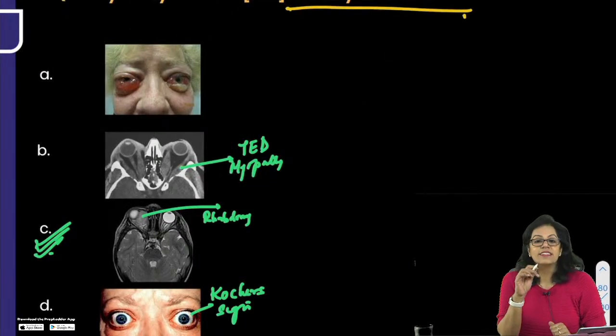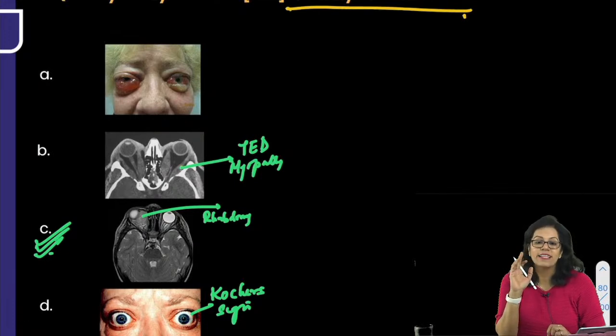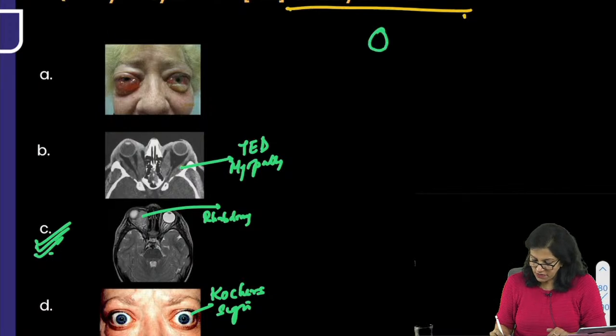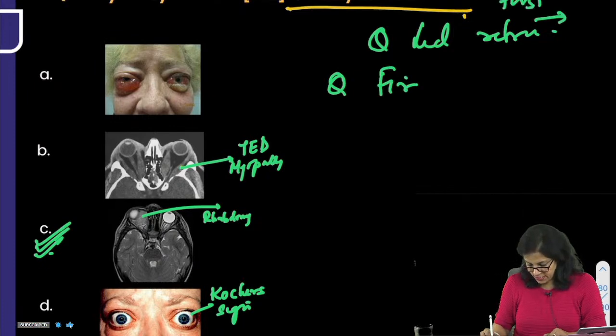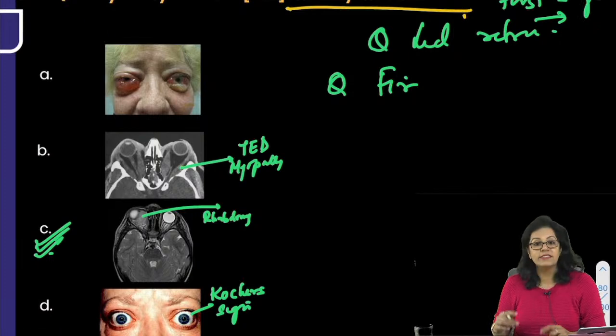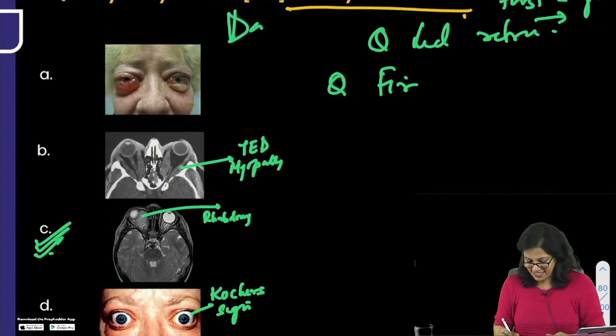If they ask you what is the first or most common finding, you will always say the first is lid retraction. So the initial finding would be lid retraction. The initial or the first sign, if they ask you, is generally lid retraction. Lid retraction is called what? Dalrymple sign.